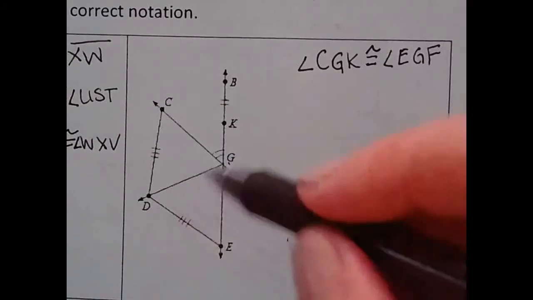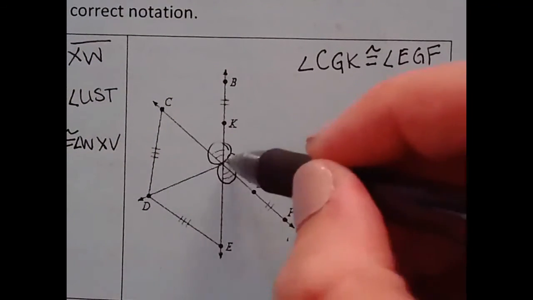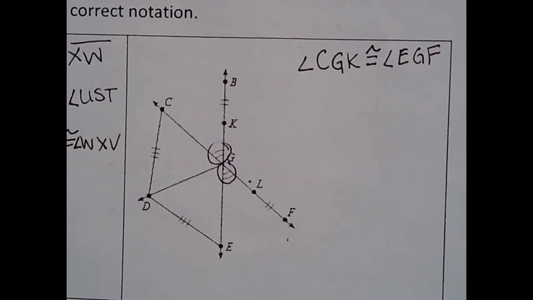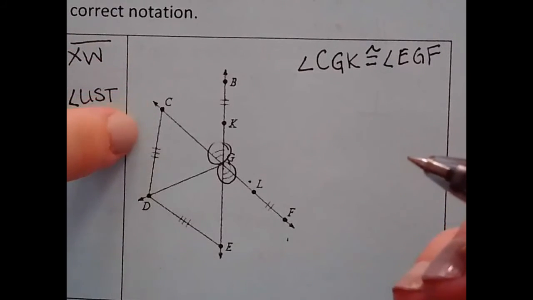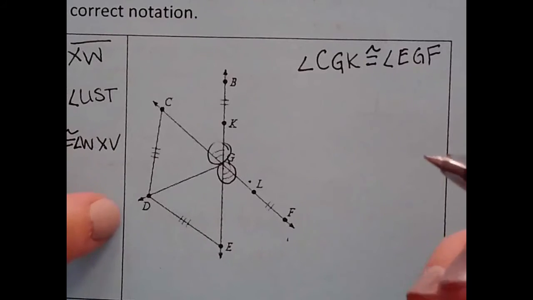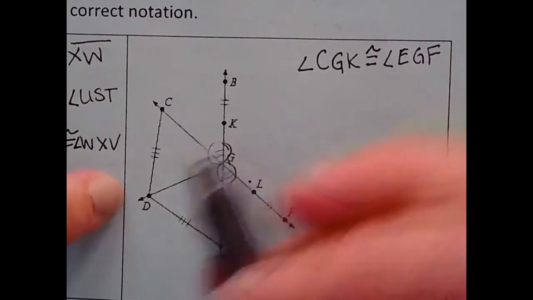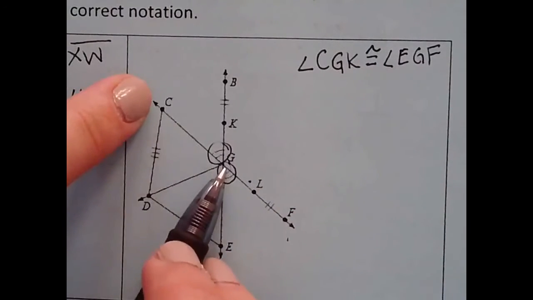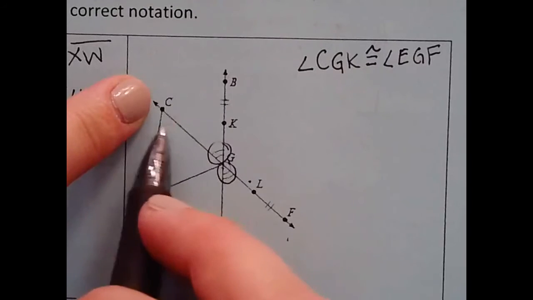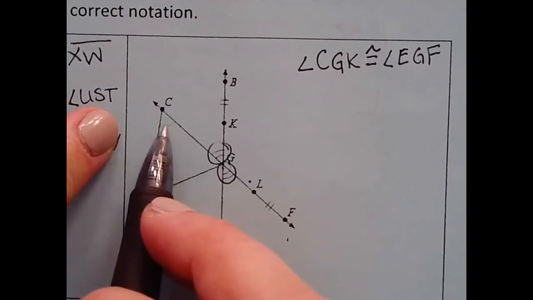We've got GC, GCD. Nope, that's an angle, and we don't have anything on this angle here. So this time all I'm left with is segments. So if I have this segment right here, CD is congruent to, what other segment has 3 marks? ED.